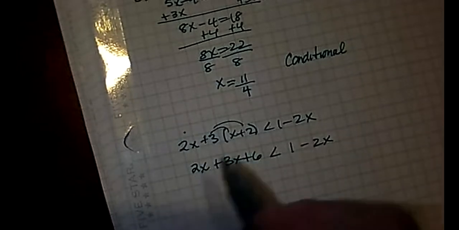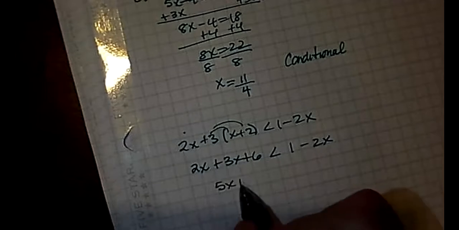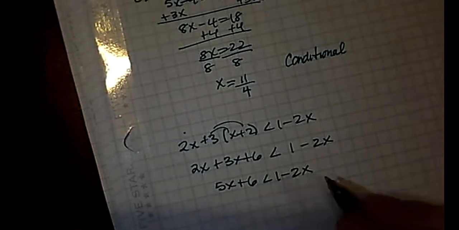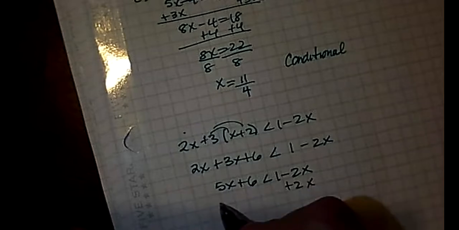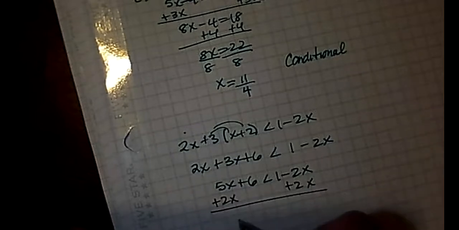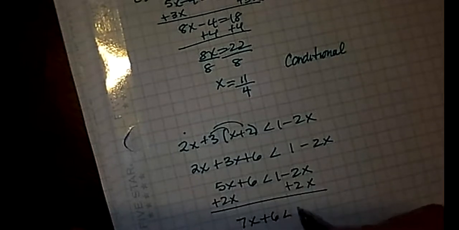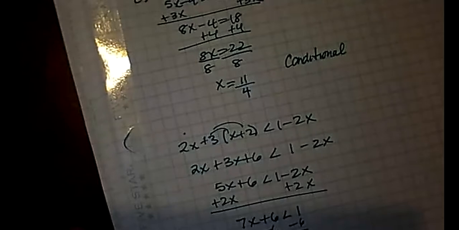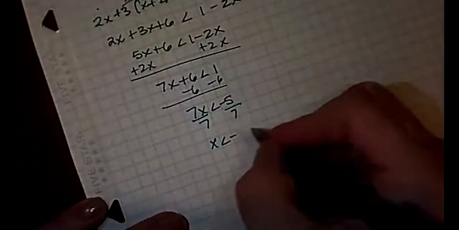Okay. So 2x plus 3x is 5x. Let's get our x's on one side, and then constants on the other. Divide by 7. X is less than negative 5/7.